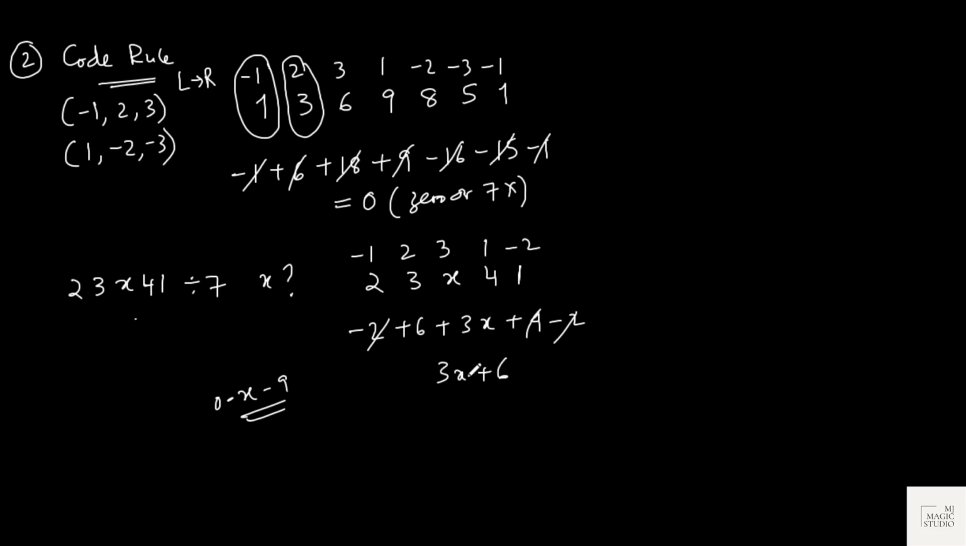So if I put 0, it is 6, 1 is 9, 2 is 12, then 3 is 15, 4 is 18, bingo. When I put x equal to 5, I'm getting 15 plus 6, that is 21. This becomes 21, which is a multiple of 7. That means the value of x is 5. That means 23541 is actually divisible by 7. So in these kinds of questions, this code rule is of ultimate help.